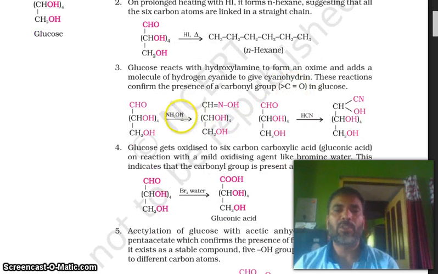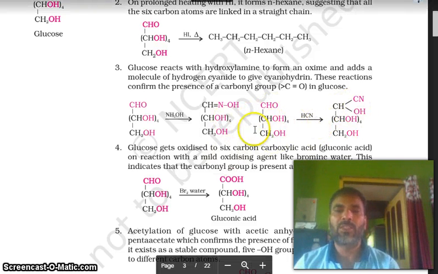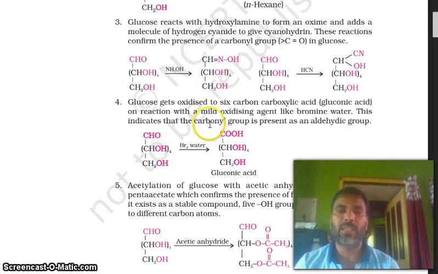The second important point: glucose reacts with hydroxylamine to form an oxime and adds a molecule of hydrogen cyanide to give cyanohydrin. These reactions confirm the presence of a carbonyl group. You see, this is the glucose. It reacts with hydroxylamine forming oxime, and this reacts with HCN forming cyanohydrin, which is the characteristic reaction of an aldehyde.